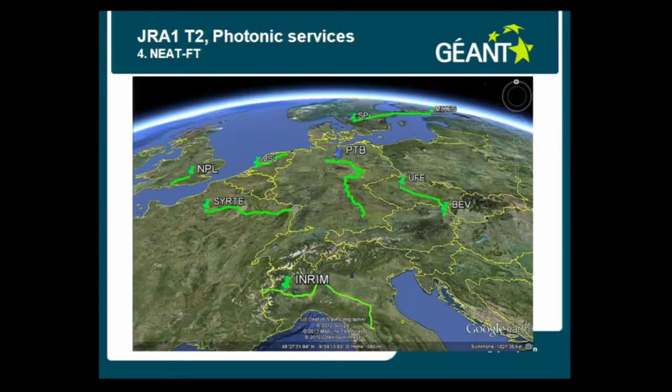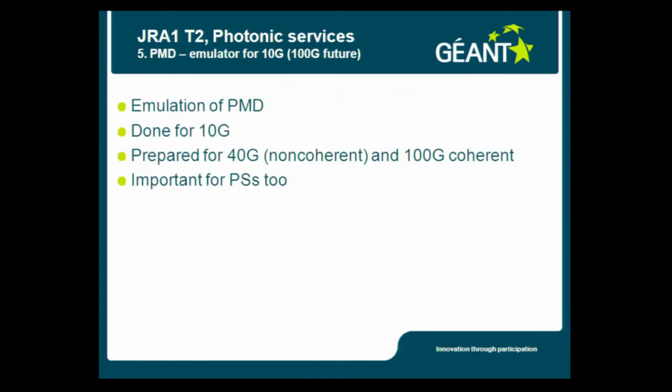This is the map of this NEET FT project. You can see Finland, Sweden, Germany, Czech Republic, Austria, Italy, NPL in the UK. So these institutions should be somehow connected, so we can have this time and frequency transfer all over Europe. How to do that? It's not so easy.